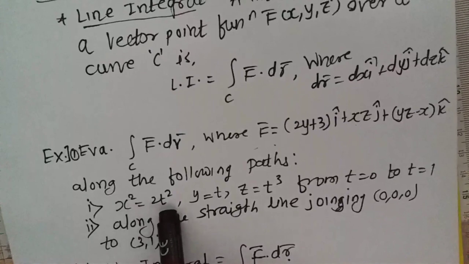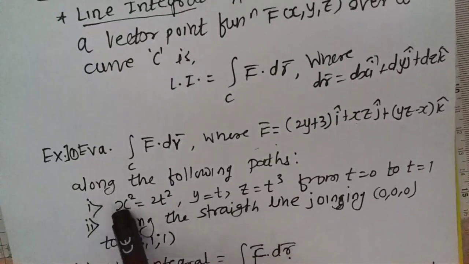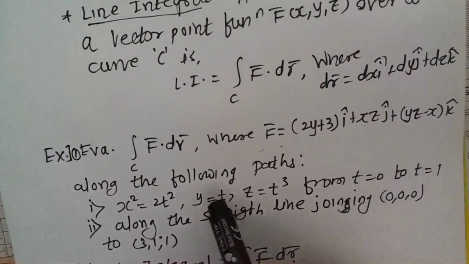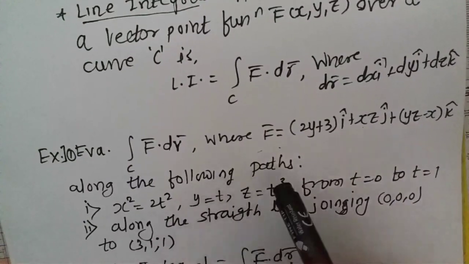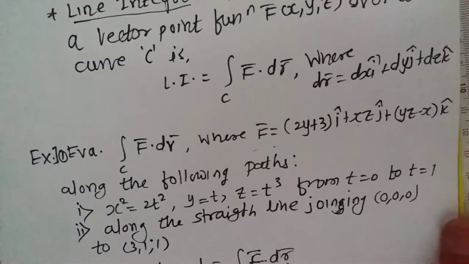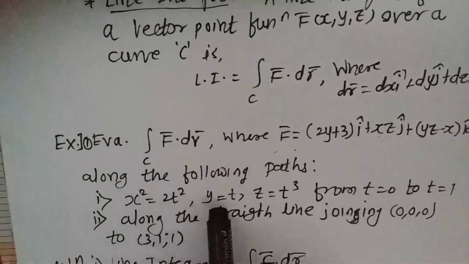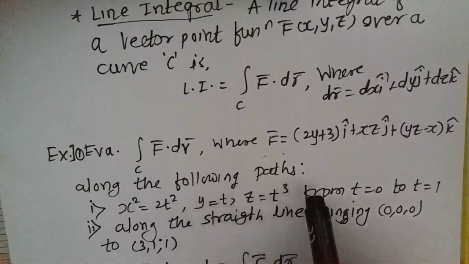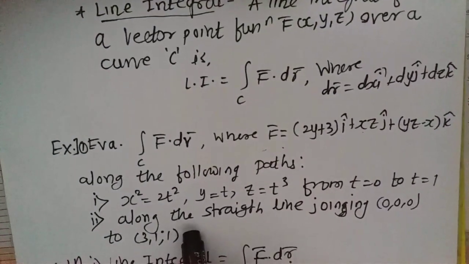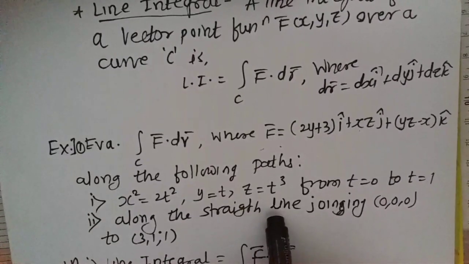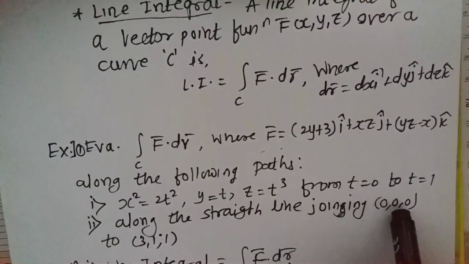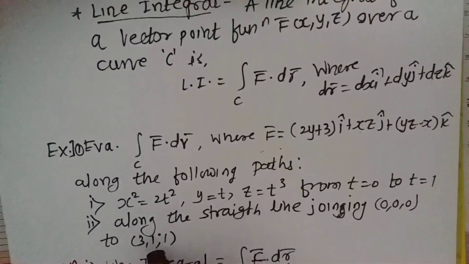In the first path, x, y, z are given in terms of a parameter t, and the limits of the parameter are t equal to 0 to 1. That means the equation of the curve is given in parametric form. In the second path, the nature of the curve is given: it is a straight line in three-dimensional space joining the two points 0, 0, 0 and 3, 1, 1.